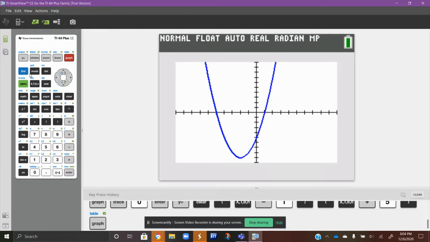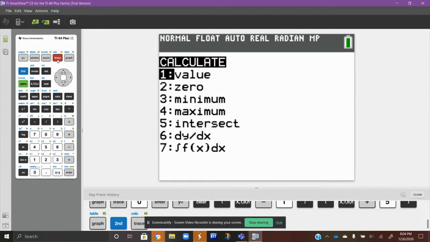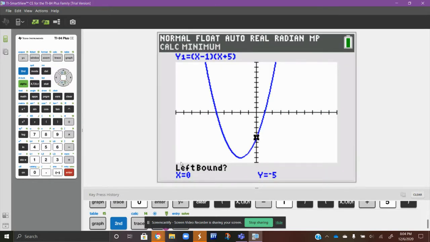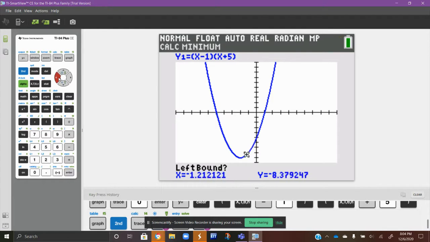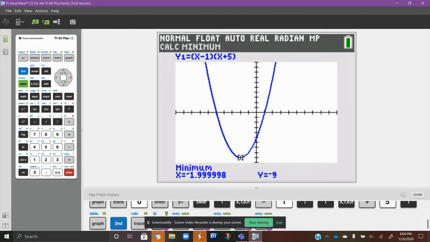So I'm going to go to second trace and choose minimum. And then see how it says left bound? I need to get my cursor anywhere to the left of my vertex. So hit enter. And then my right bound is anywhere to the right. So if I go super high up here, that's fine because it's somewhere on the right of my vertex. Enter, enter for guess. And this, again, would be -2, -9. Okay, you're going to round this. So -2, -9 for my vertex.